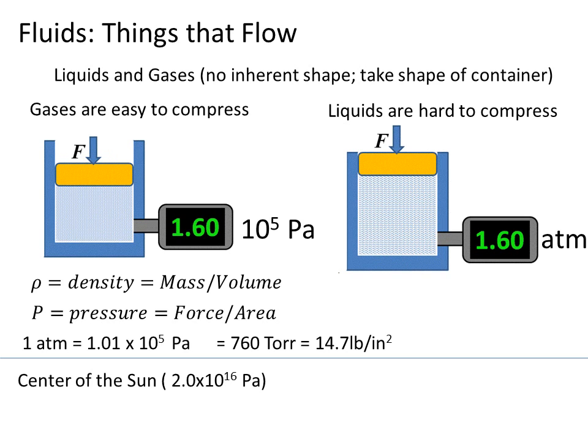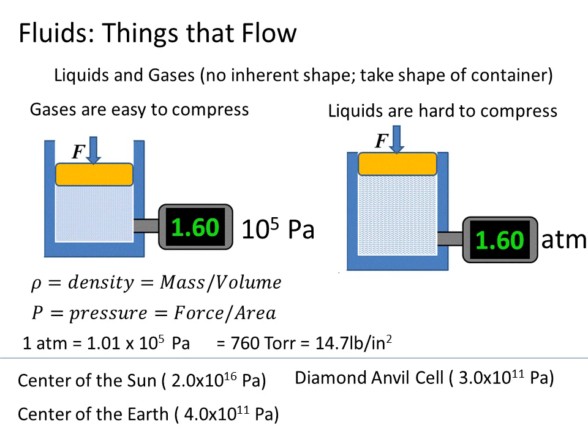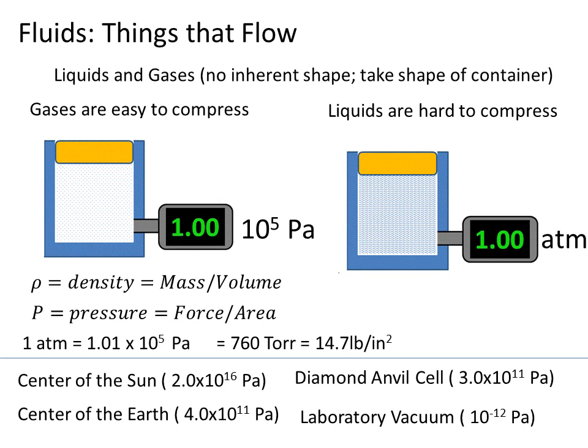Let's look at a few common pressures in various places in the universe. At the center of the Sun, the pressure is 2 times 10 to the 16th pascals. The center of the Earth is 4 times 10 to the 11th pascals. The best we can do in a laboratory is with a diamond anvil cell, where people can create 3 times 10 to the 11th pascals, roughly the pressure at the center of the Earth. At the other extreme end, the smallest pressure we can create in a laboratory is 10 to the minus 12th pascals.